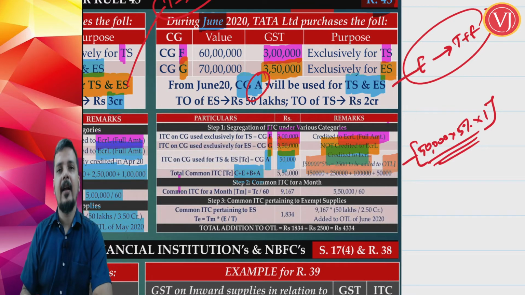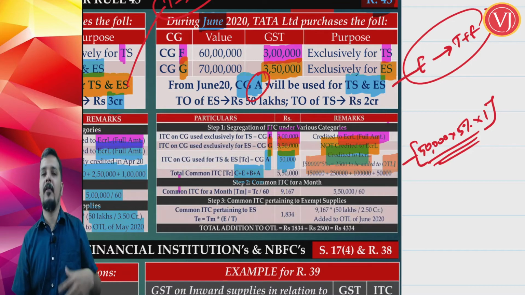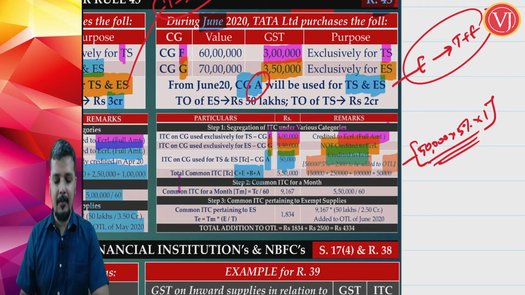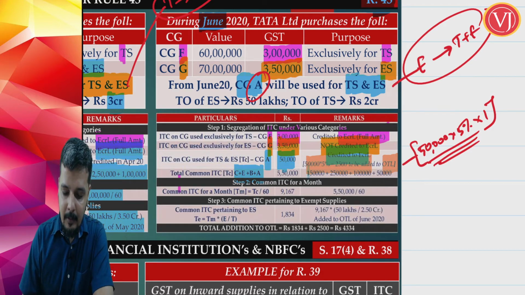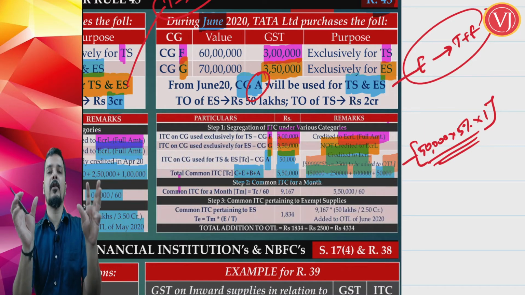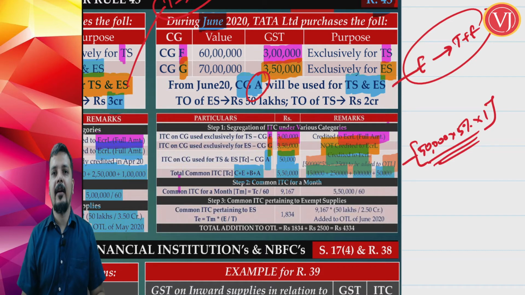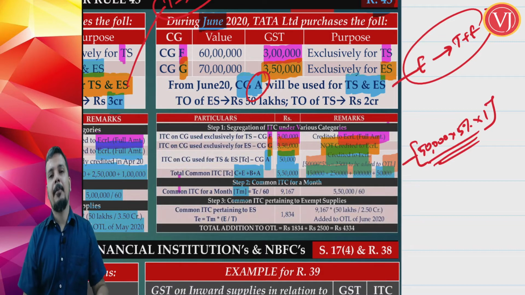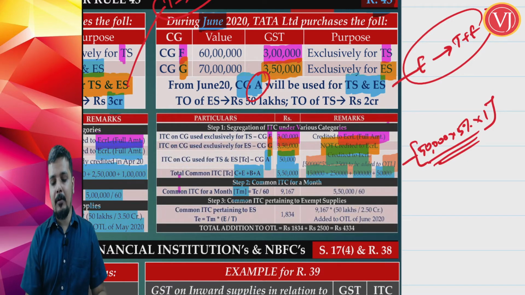B, A, earlier they were used for taxable supply, later on they became common, or earlier they were used for exempt supply, later on they became common. So total common capital goods is 1,50,000 on capital goods C, 2,50,000 on capital goods E, 1 lakh on capital goods B, 50,000 on capital goods A, 5,50,000. So that is TC. These are the 4 common capital goods. Total credit on those 4 common capital goods. Right. And TM, the monthly proportion of those common capital goods is 5,50,000 divided by 60, which is 9,167.